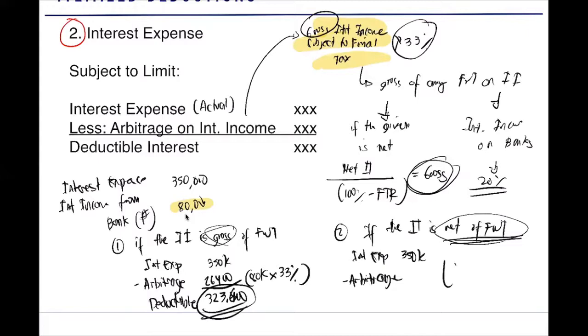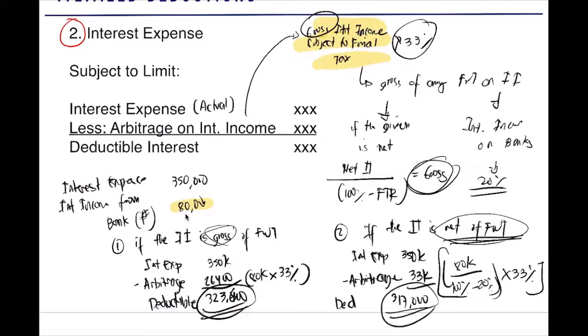So the 80,000 is net of interest income. You divide it to 100% less the final tax rate on that interest income. So let's say 20%. And then you multiply it now to 33%. So take note, we first gross it up to compute for your arbitrage limit. So we need to get first your gross interest income subject to final tax. So we have here 80,000 divided by 80%, 100,000 times 33%. So our arbitrage is 33,000. So 350,000 less 33,000, our deductible amount of interest is equal to 317,000 pesos.